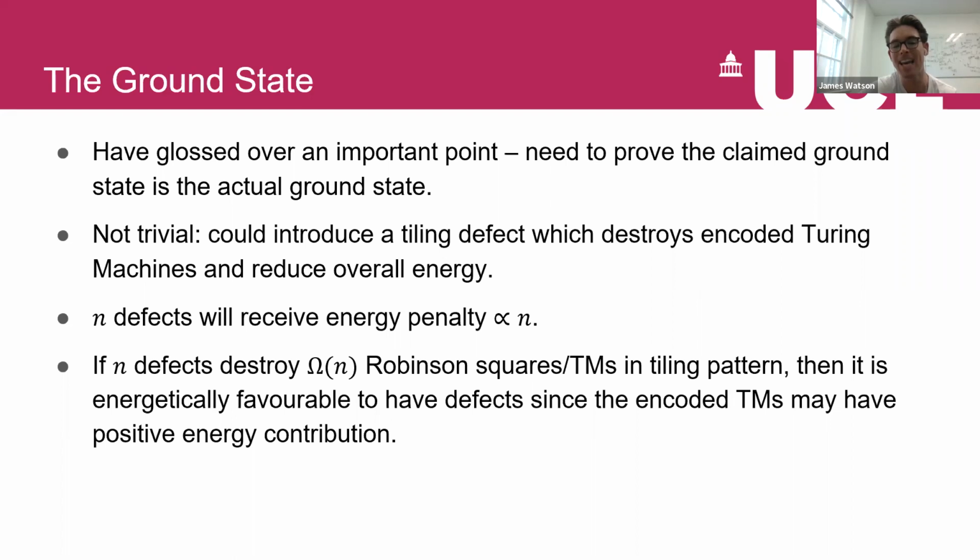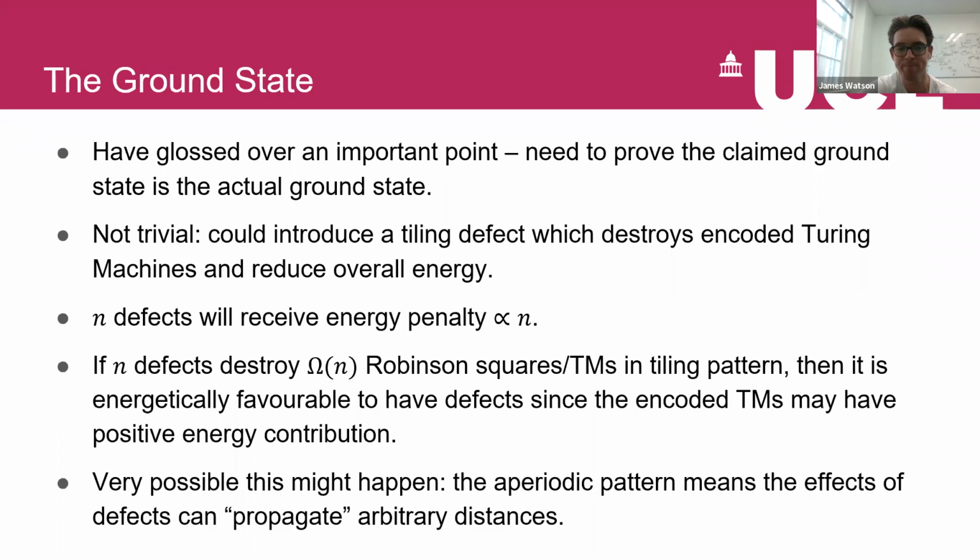And so this would mean it's energetically favorable to have tiling defects, since they can destroy Turing machines, and these Turing machines have a positive energy contribution. And in particular, it's very possible this might happen for this construction. The aperiodic pattern, these kind of large expanding squares, mean that the effects of defects can propagate arbitrarily long distances.